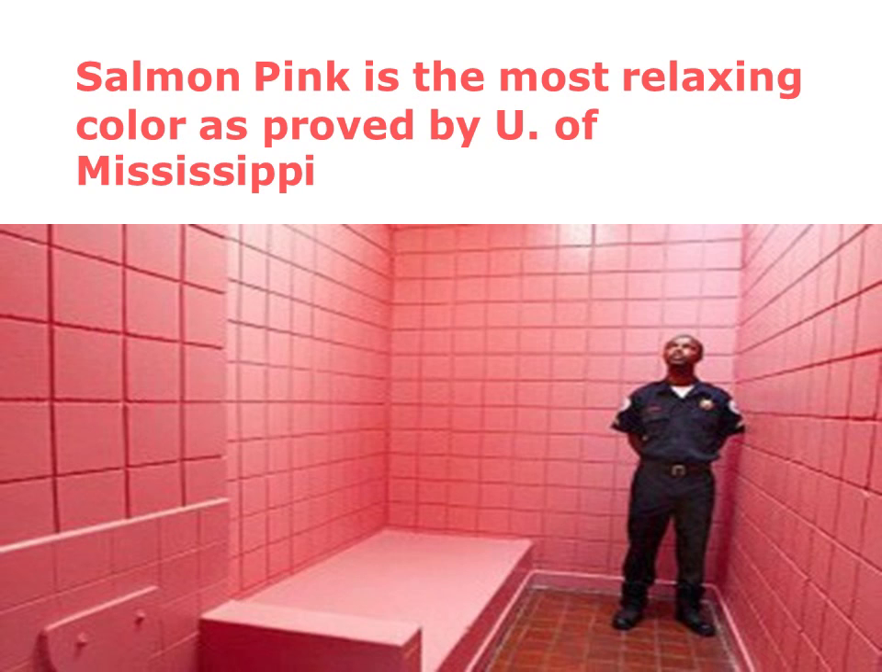Salmon pink has been determined to be the most relaxing color. This was proved by the University of Mississippi in studies that they did way back in the 70s. And they were trying to find an optimum color to paint drunk tanks. Now here's a picture of a drunk tank. And there's an officer standing in the drunk tank, and you can see all the tiles on the wall, the bench to sit on, everything is painted pink. That is because pink, salmon pink, is the most relaxing color.